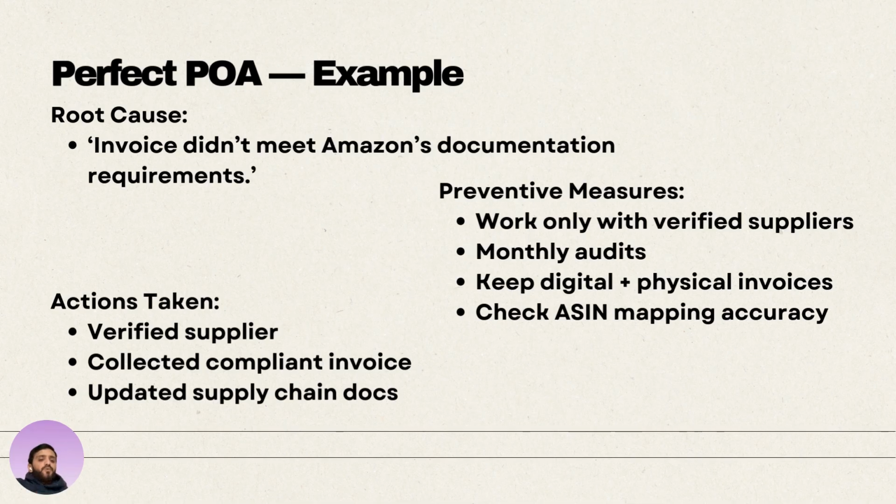So a perfect POA, what does it include? It includes: the invoice did not meet Amazon documentation requirements. Root cause, the root cause could be that supplier information is not correct, or the supplier was not authorized to resell. Then what you have done: you have now started verifying the supplier by these methods, collected compliant invoices, updated supply chain docs.